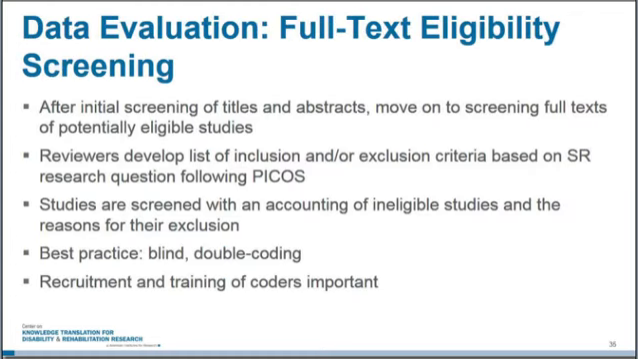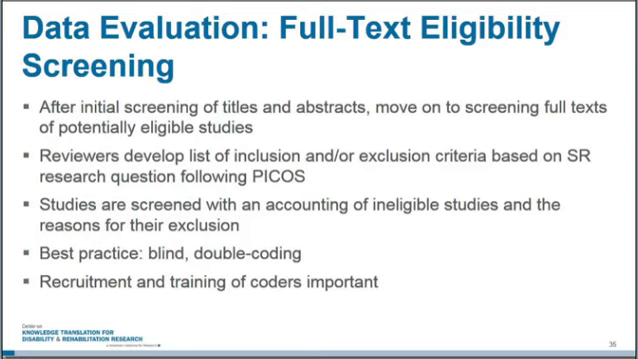Okay, so after you initially screen just the titles and the abstracts, you move on to the second stage of screening, which is screening the full text of potentially eligible studies. This is where your list of inclusion or exclusion criteria that was based on the PICOs comes in. You're going to now use the full text of the potentially eligible studies to look at those elements of PICOs to see how each study conforms to your PICOs.